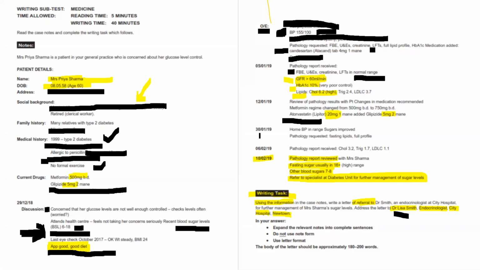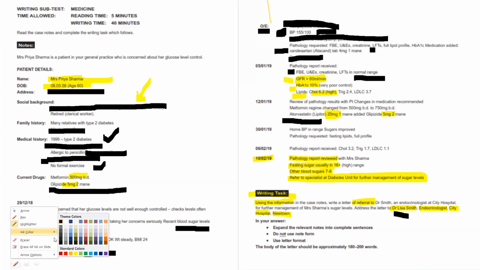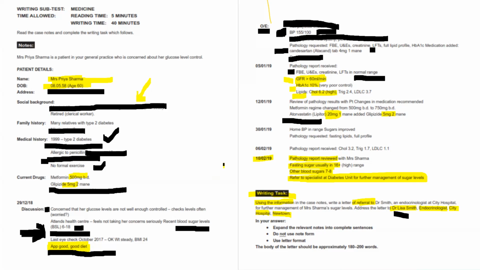On 30 January 2019, so after almost 18 days, home blood pressure and range sugars improved. It is important. Sugar is, especially sugar improved. Home blood pressure and range and sugars improved. Important? Okay, let's consider it important.